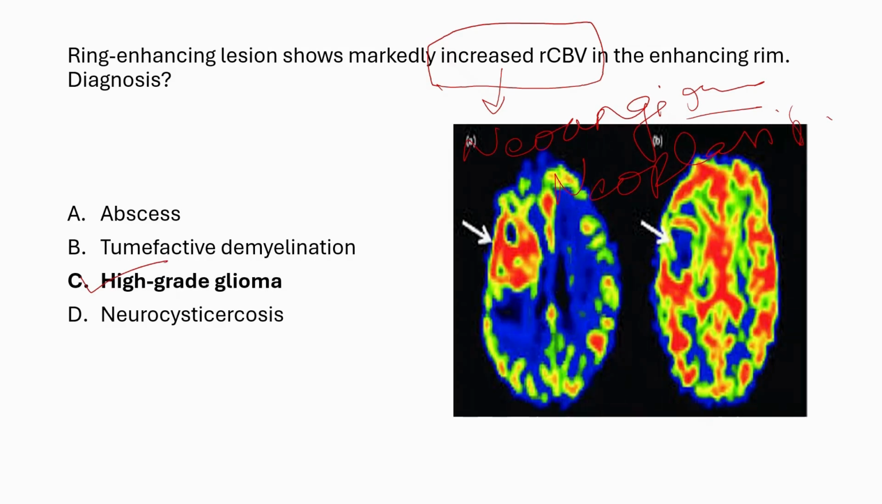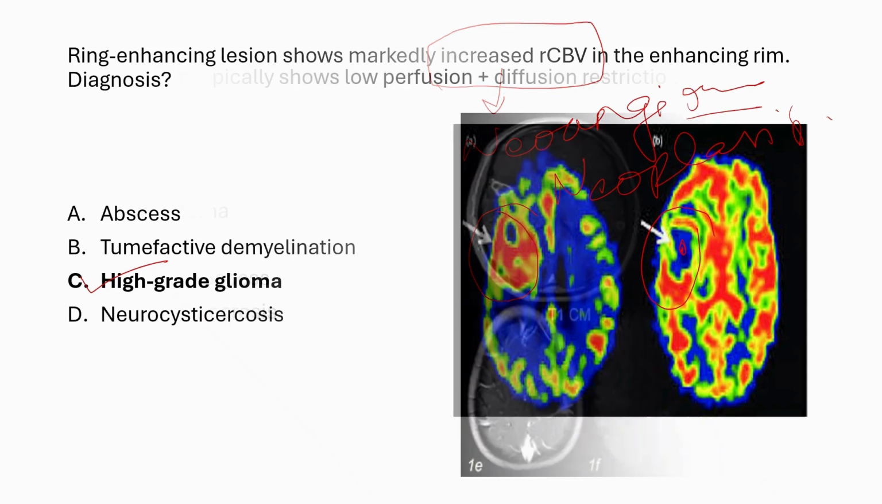As we can see in this perfusion image, there is increased perfusion. There is also increased perfusion in the wall, and this is the necrotic area. So answer is the high grade glioma.